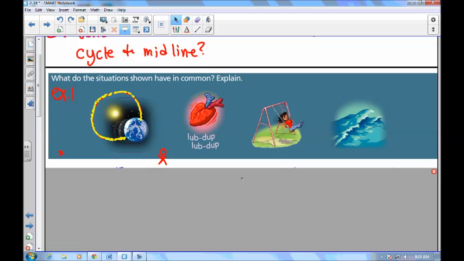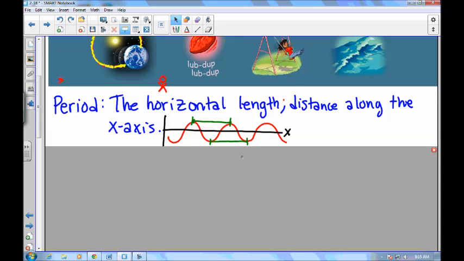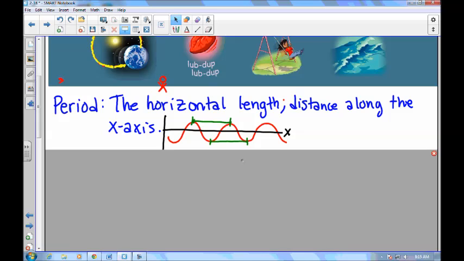There's a few different vocabulary words we need to define first in order to examine the graphs. Okay, so please write these down. The first is called a period. The horizontal length or distance along the x-axis. Okay, write it down, please. The horizontal length or distance along the x-axis.